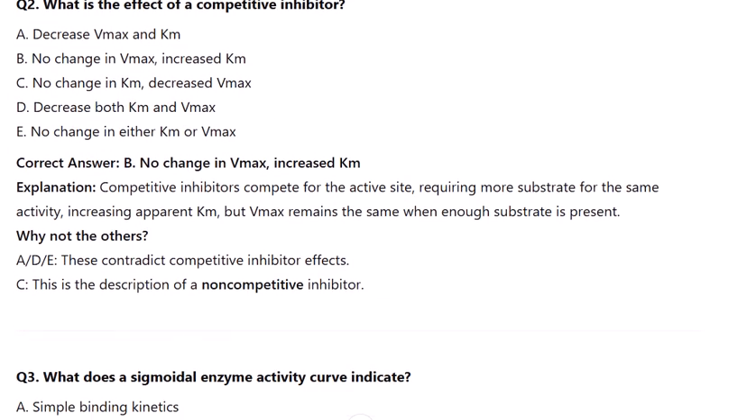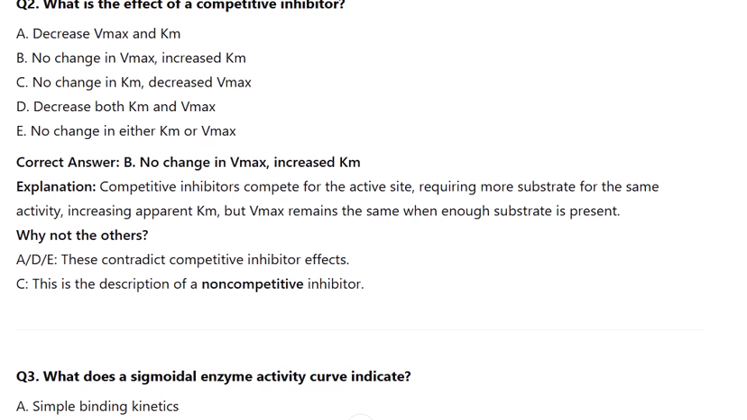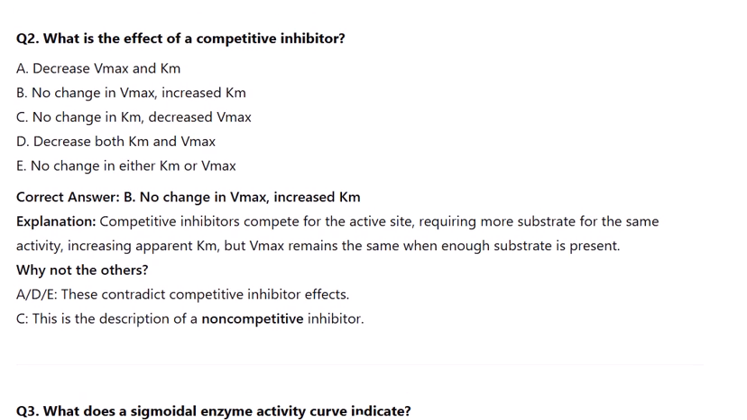Q2. What is the effect of a competitive inhibitor? A. Decreased Vmax and Km. B. No change in Vmax, increased Km. C. No change in Km, decreased Vmax. D. Decrease both Km and Vmax. E. No change in either Km or Vmax. Correct answer B. No change in Vmax, increased Km.